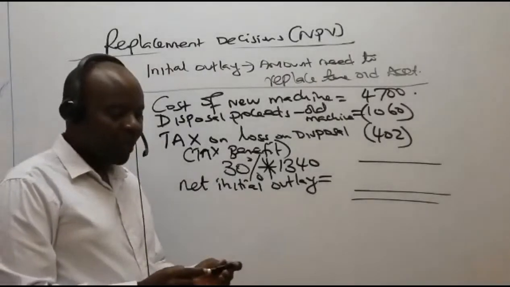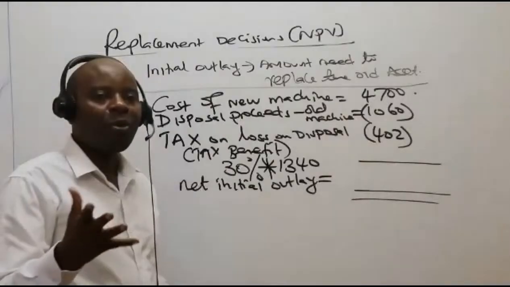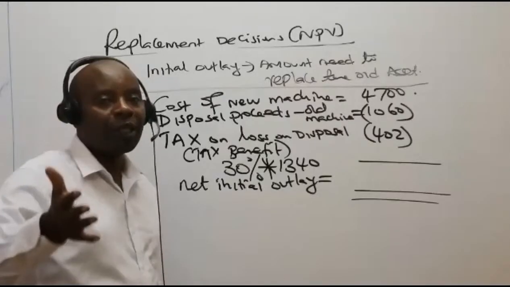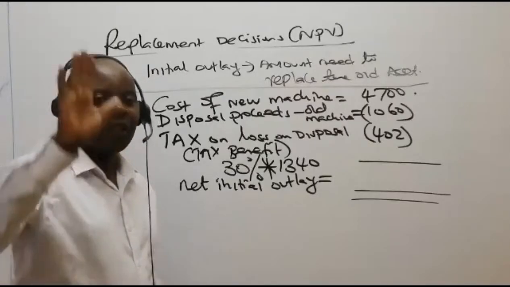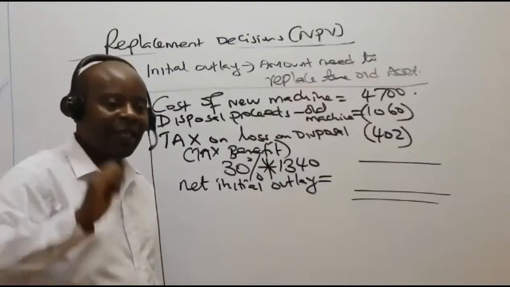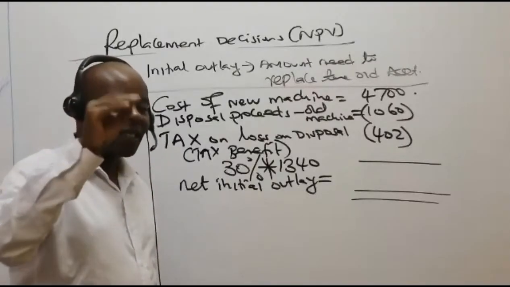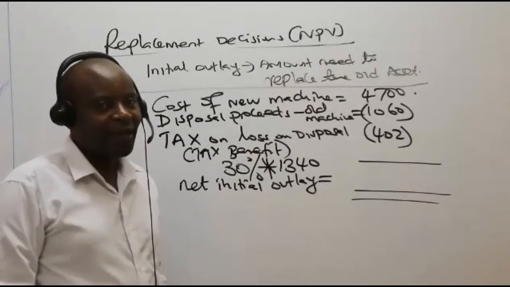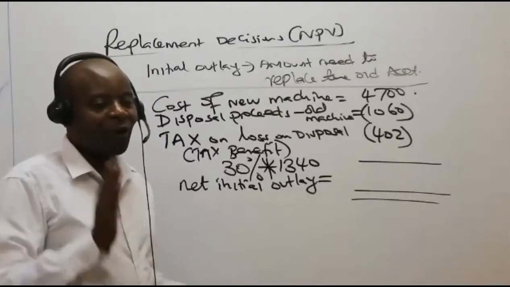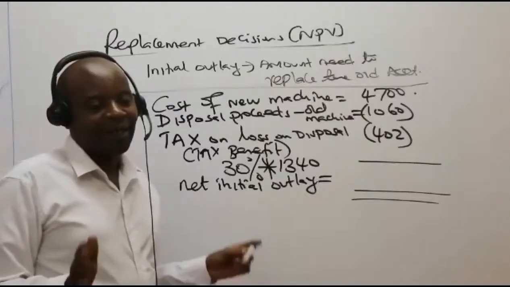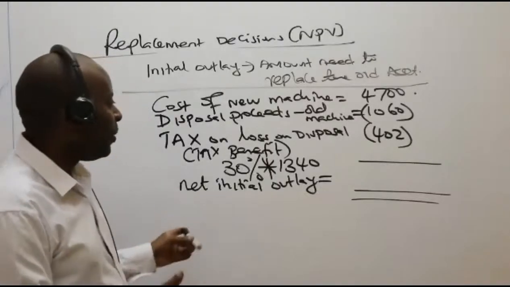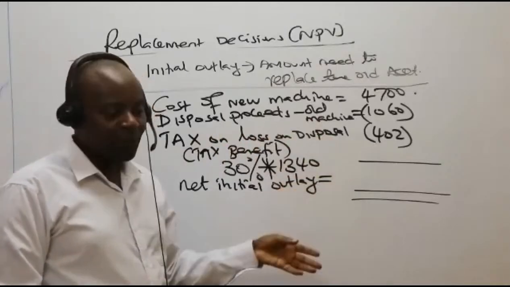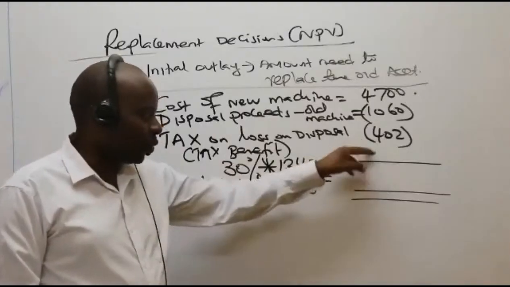A good question there. What if we make a profit on disposal? If we make a profit on disposal, of course, then we'll be expected to pay tax on that. Although for the many years that I've taught, I've never seen a replacement question where the old asset is sold at a profit. It will be very hard. All of them, we are making a loss. But should we make a profit on disposal, that becomes an expense on us, so we would do the opposite, which is adding.